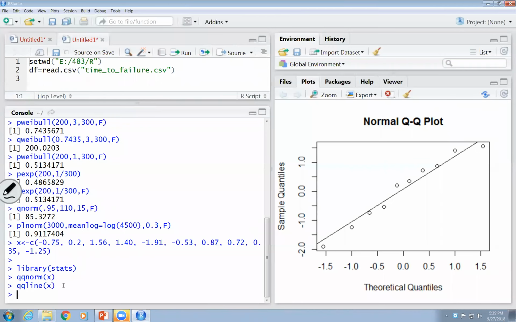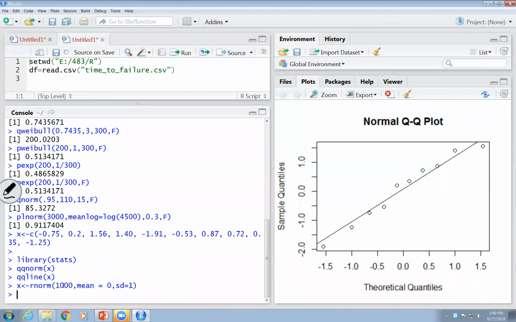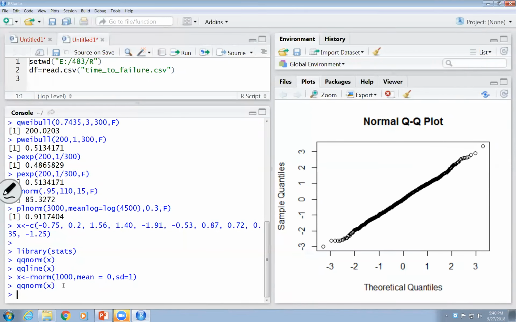Let's look at something. First, let's generate a bunch of numbers with rnorm. Remember, rnorm generates normal numbers. I'm going to generate 1,000 of them and put them in X, coming from mean 0 and standard deviation 1. Then I'm going to call qqnorm on this X. This is how it looks. As expected, they are coming from a normal, so they look linear.